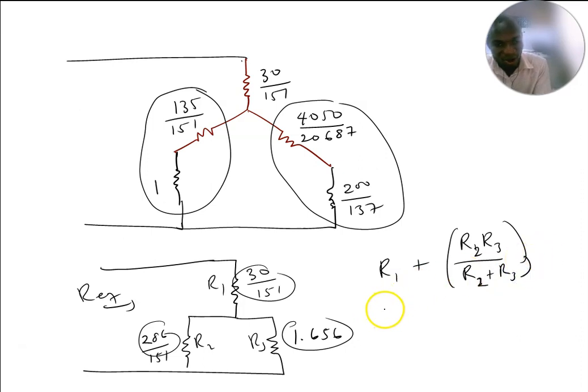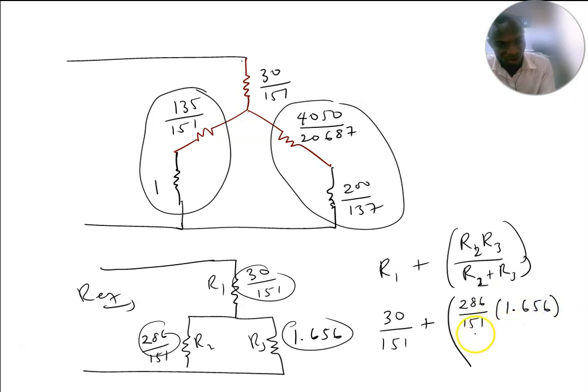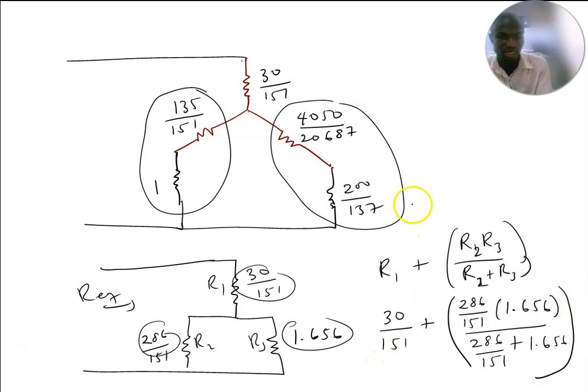So overall, it's going to be 30 on 151 plus 286 on 151 times 1.656, all on 286 on 151 plus 1.656. So that's going to be the general solution, the overall solution.